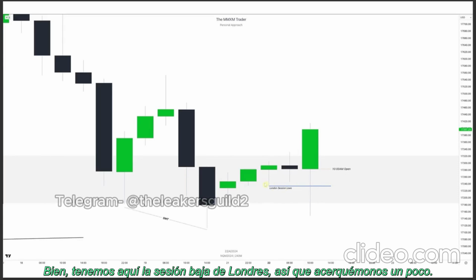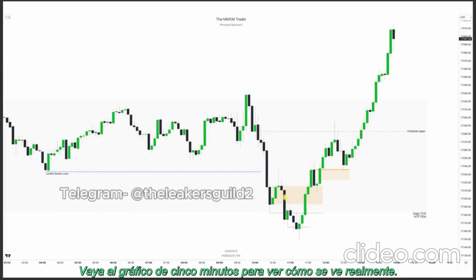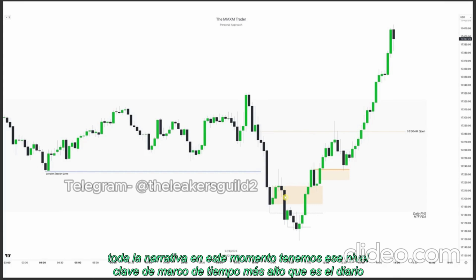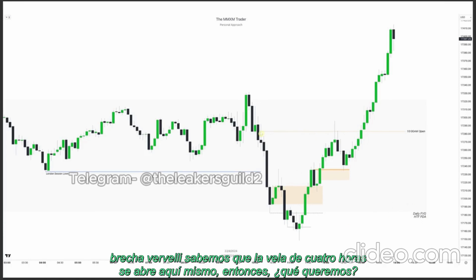So we've got over here the London session low. So let's zoom in a little bit. Let's go to the 5-minute charts and see what does that actually look like, right? We have the whole narrative right now. We've got that higher time frame key level, which is the daily fair value gap. We know the 4-hour candle opens up over here, right? So what do we want to see?